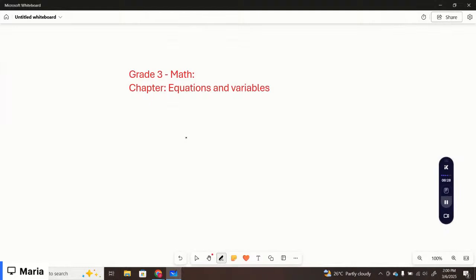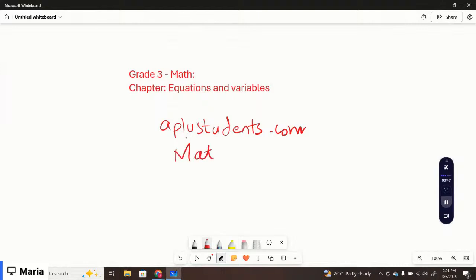You can find all the lessons on aplusstudents.com. You have to log in there using your email address and password as provided by the administrator. Then you have to select math from the subject tab. Scroll down to grade 3 math and then click on view all lessons.